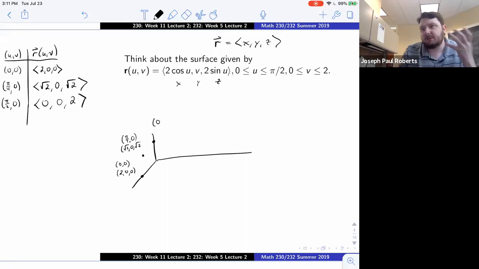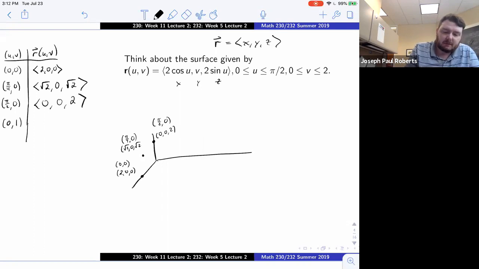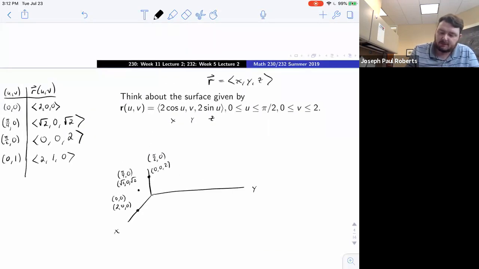So just like we did with t-values when you were thinking about drawing these space curves, we could just label the parameter values for various points. I could do, for example, u is 0, v is 1 to get 2, 1, 0, which, if this is x, y, z, I would get this point. So what was that? 0, 1 gives me 2, 1, 0.